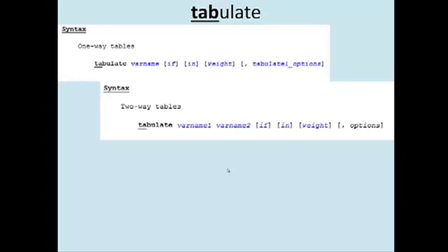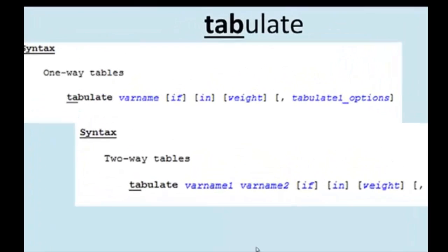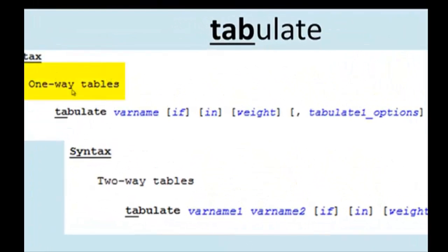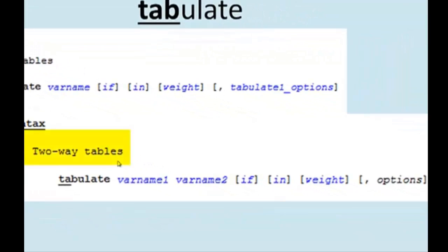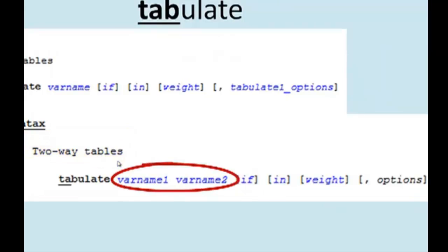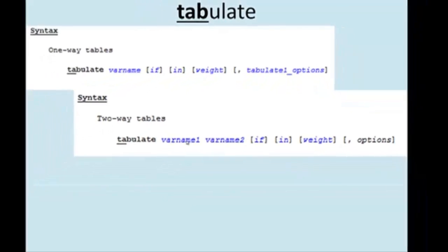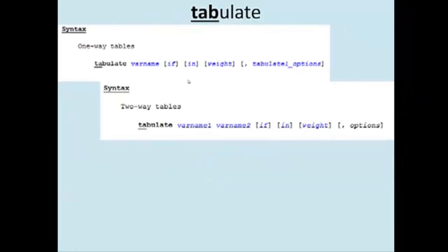Here's tabulate. There are two flavors of tabulate. The first is the one-way table of frequencies. The one-way table means looking at one variable's frequency. For example, we can tab the categorical variable marital status and see how many people are single, how many are married, widowed, etc. A two-way table of frequencies would look at two categorical variables in one table, showing the frequencies for each cell. Not surprisingly, there are different syntax rules for both, depending on what table you want.